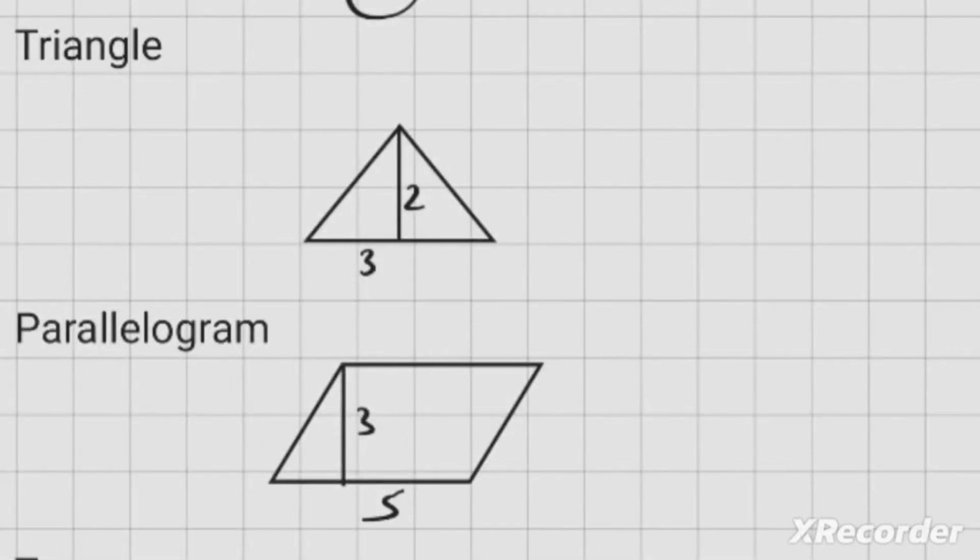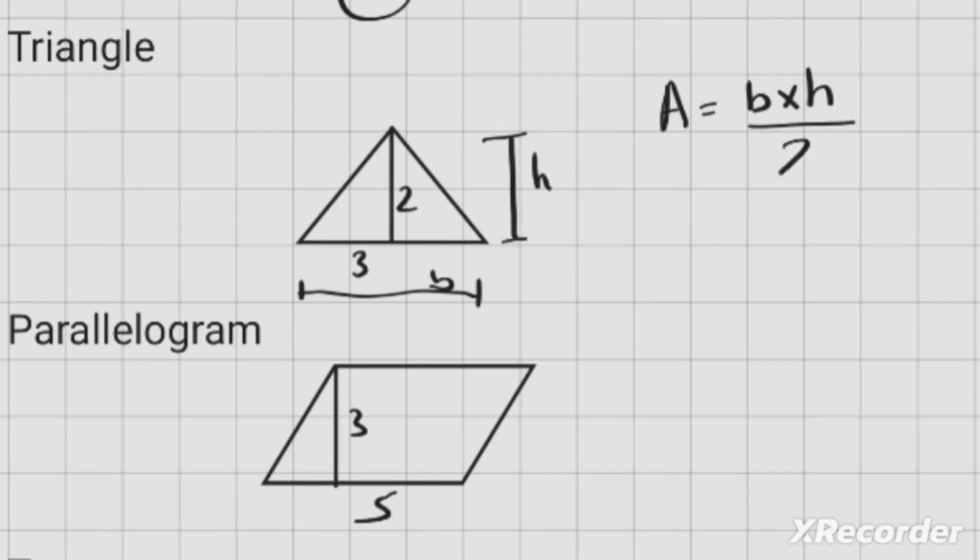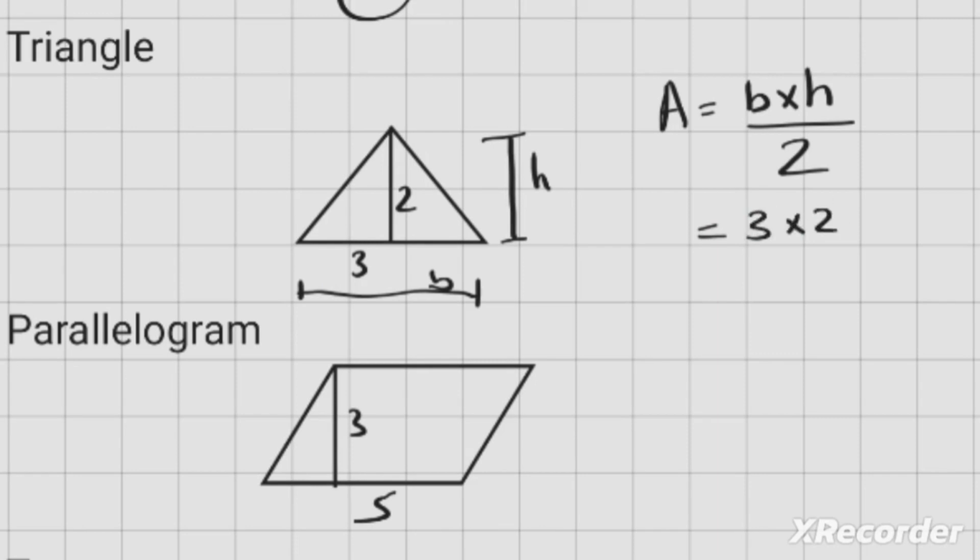Now we have the triangle. So let's call this whole thing the base, and this whole thing the height. So here the formula to calculate the area of the triangle is the base times the height divided by 2. So here the base is 3, the height is 2, times 2, divided by 2. So basically the area is 3.